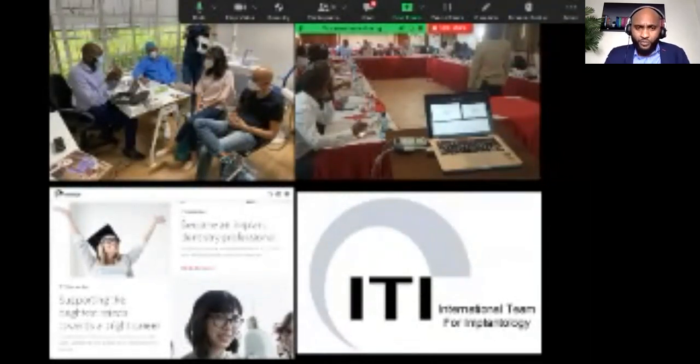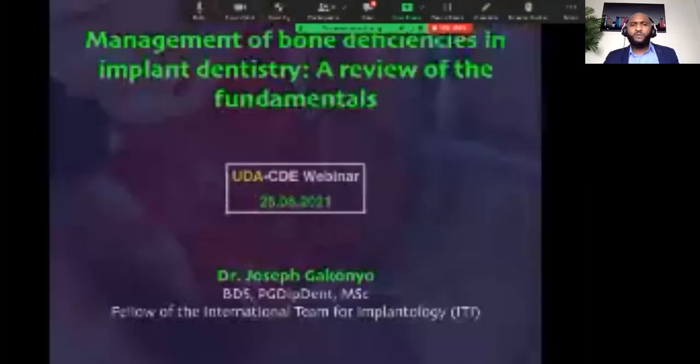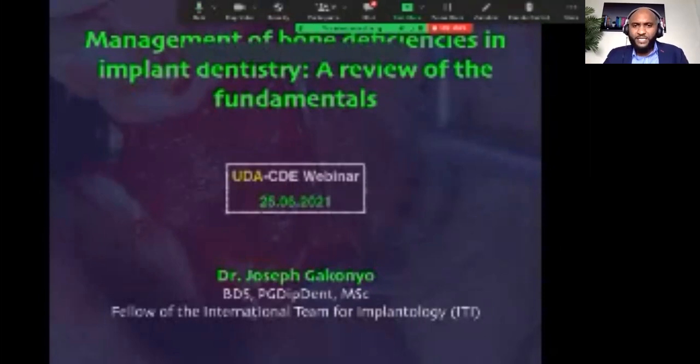And to today's topic, we're talking about management of bone deficiencies in implant dentistry. And we will do a review of the fundamentals. Now, this is a very broad topic. And for that reason, it's very difficult to cover everything that there will be in bone management within 1 hour. I shall nevertheless attempt to highlight the most important aspects.